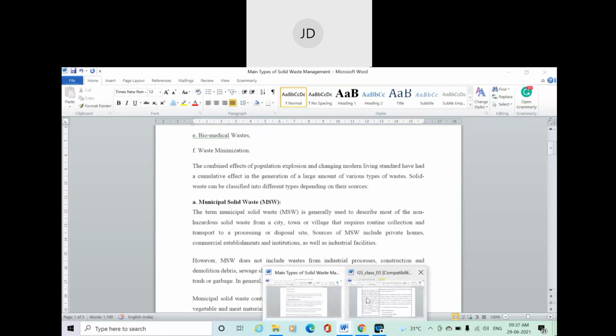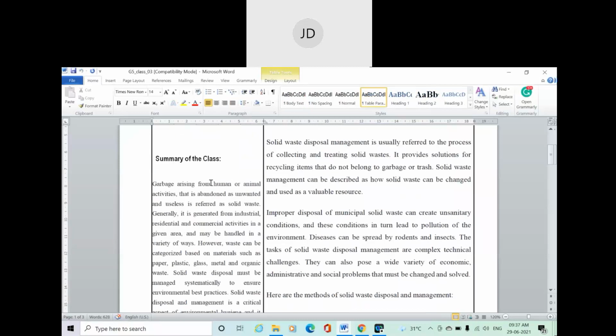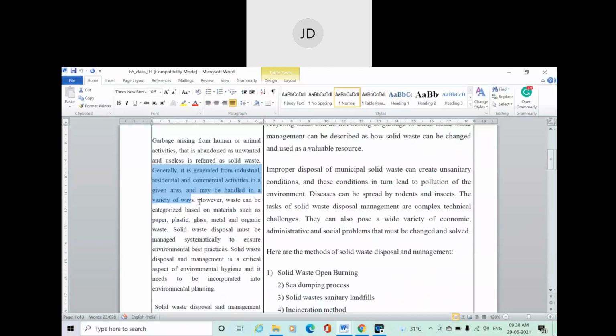Before going into detail, I'll go for another statement for you. I already told you about the garbage and debris, right? So garbage, basically arising from human or animal activities, that is abundant or unwanted and useless, is referred to as solid waste. Generally, it is generated from industrial, residential, and commercial activities in a given area and may be handled in a variety of ways. That means we have a different approach of management for different types of waste. However, the waste can be categorized based on material such as paper, plastic, glass, metal, organic waste, like that. And solid waste disposal must be managed systematically to ensure environmental best practice.